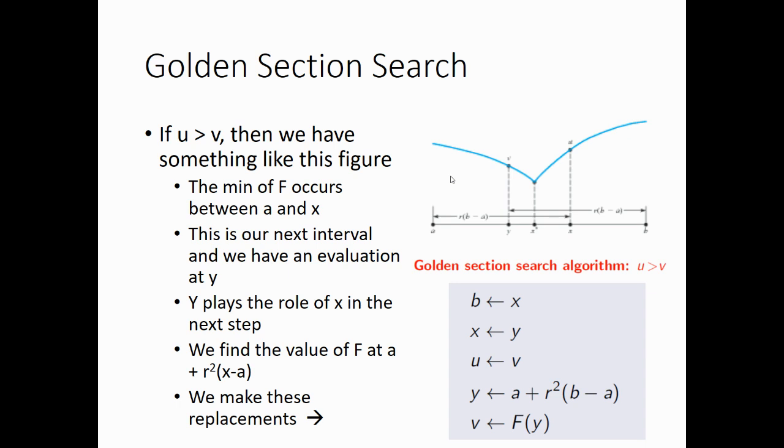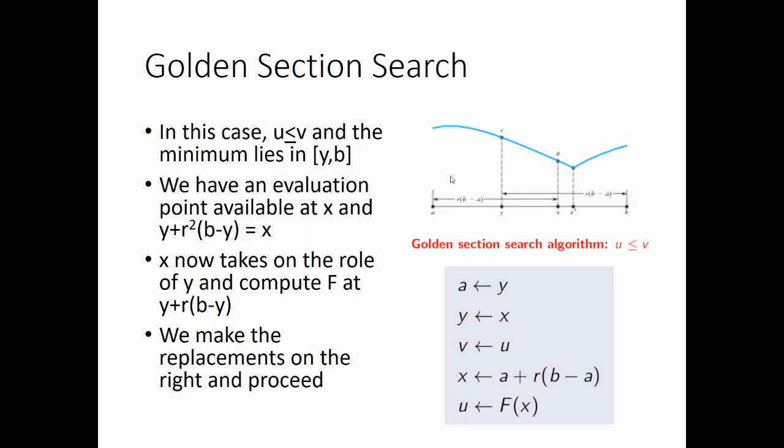If u is greater than v, we have something like the figure in the upper right. The min of f occurs between a and x, as you can see where the x star is in that minimum point. So this is our next interval. We want between a and x. And we actually have an evaluation of that function at y, which is the v value we got before. y will play the role of x in the next step, and we find the value of f at r squared times a plus r times (x minus a). And then we make the replacements that you see in the gray shaded figure below the figure.